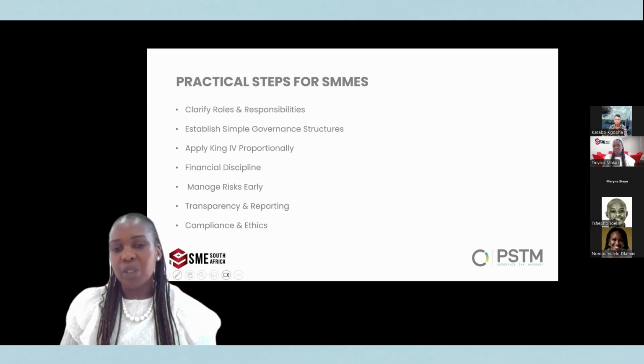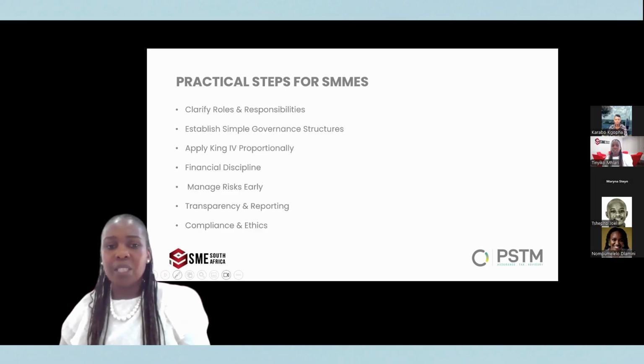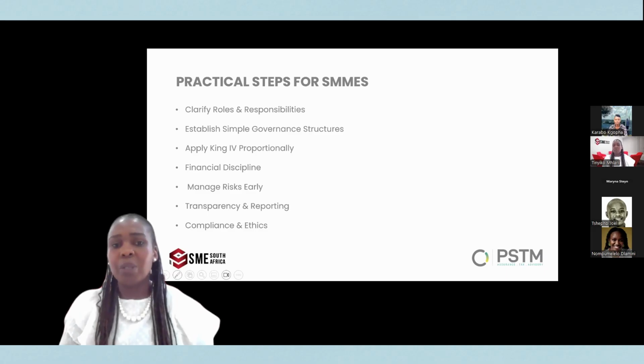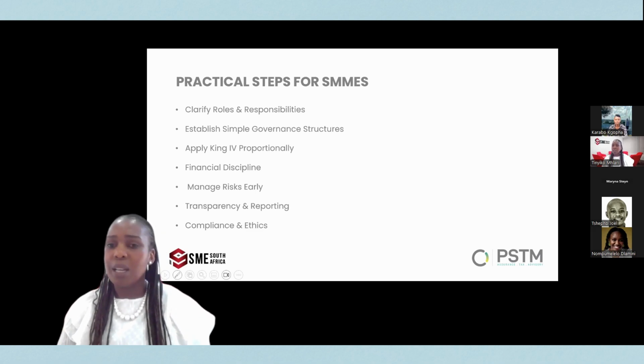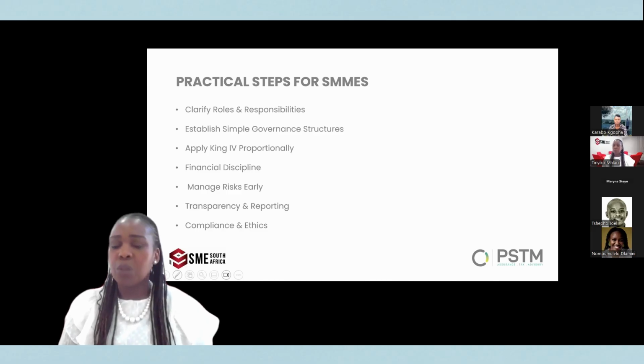Establish simple governance structures. Majority of SMMEs, they've got almost like a flat structure. But even if it's a flat structure or horizontal structure, ensure that each and every single person in that flat structure knows what they're responsible for. You can still keep it simple, but make sure every single person has got their responsibilities. And wherever it's practical, apply King 4 proportionally. Take what's applicable to you, apply that. If it's not applicable to you, don't apply.